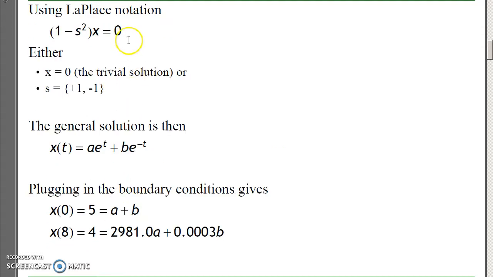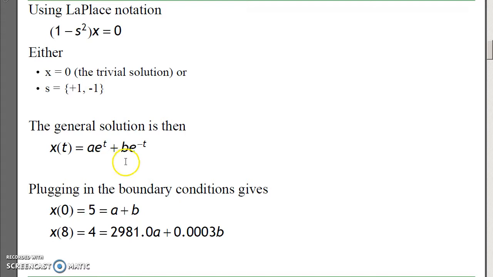What that means is, using Laplace notation, 1 minus s squared times x equals 0, which either means x equals 0, that's the trivial solution, or s is plus or minus 1. And that's very common in this type of problem. I'll have an unstable and a stable eigenvalue. S being plus or minus 1 means the general solution of x of t is in this form.